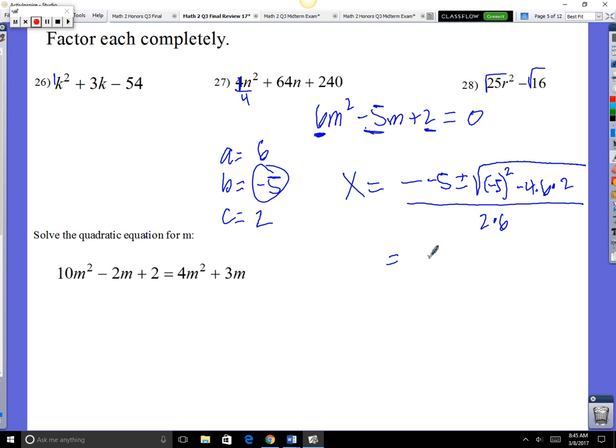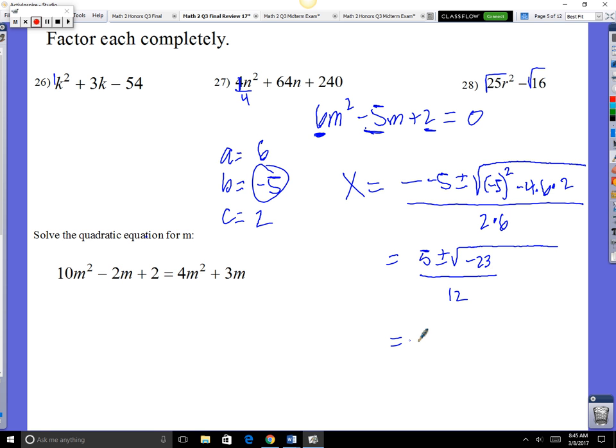So if we start to clean that up, a minus minus 5, that's a plus 5, plus or minus the square root. If I do a negative 5 squared, you have to include the negative, so it's got to be parentheses, negative 5 squared minus 4 times 6 times 2. That all simplifies to be a minus 23 all over 12.